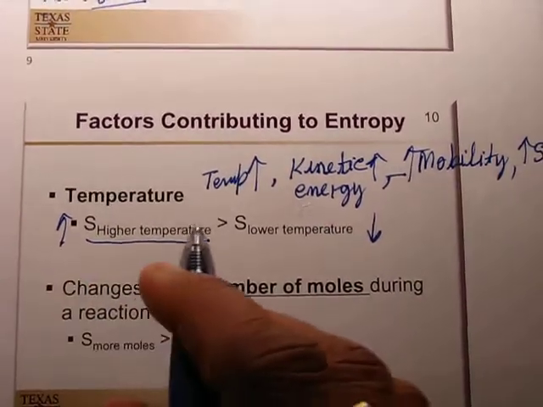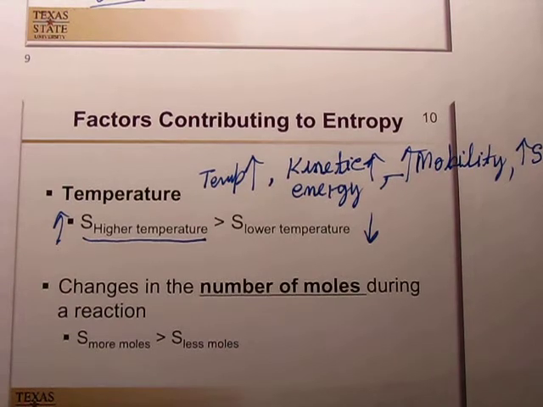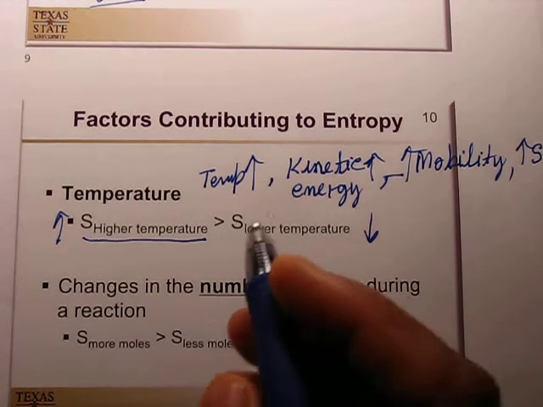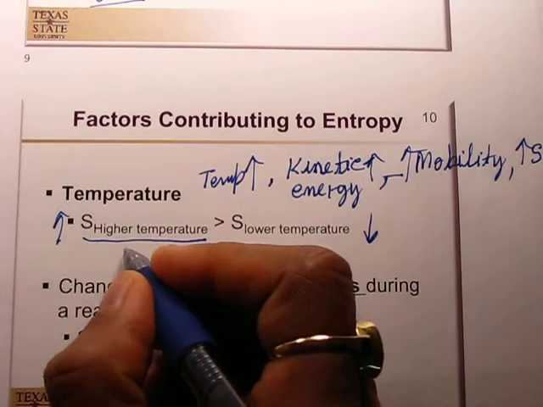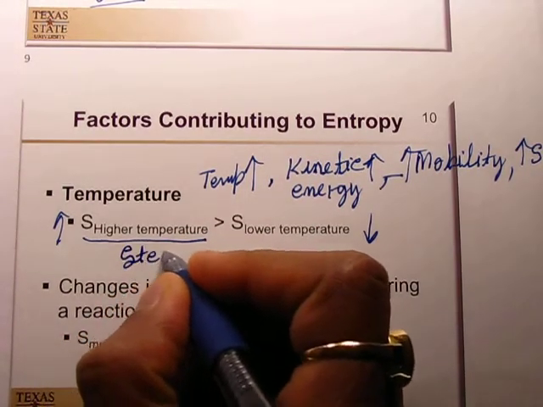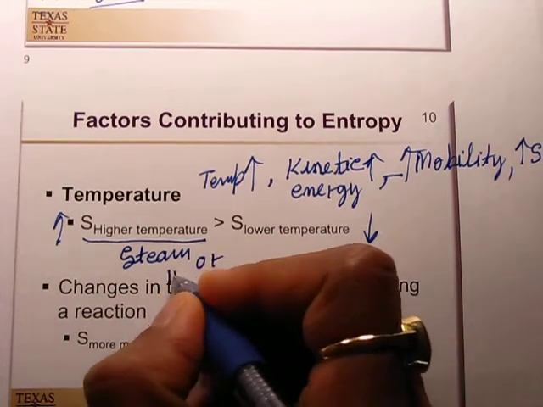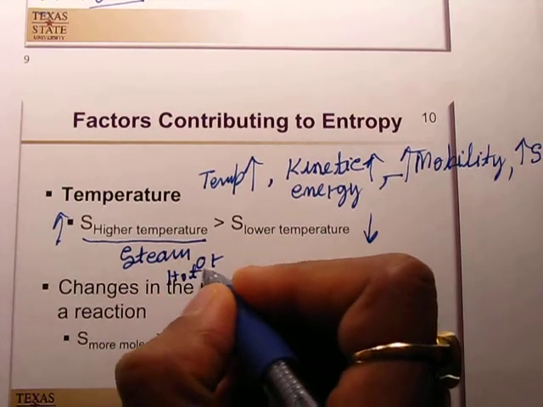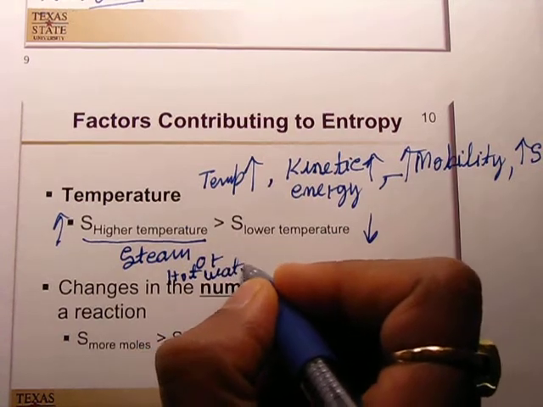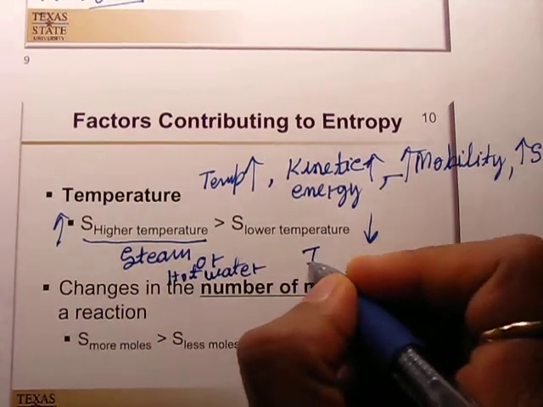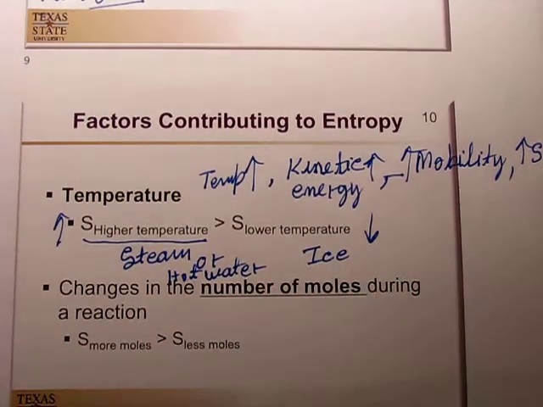So that is why hot water has more entropy than ice. Like steam or hot water, compared to ice or water at room temperature.